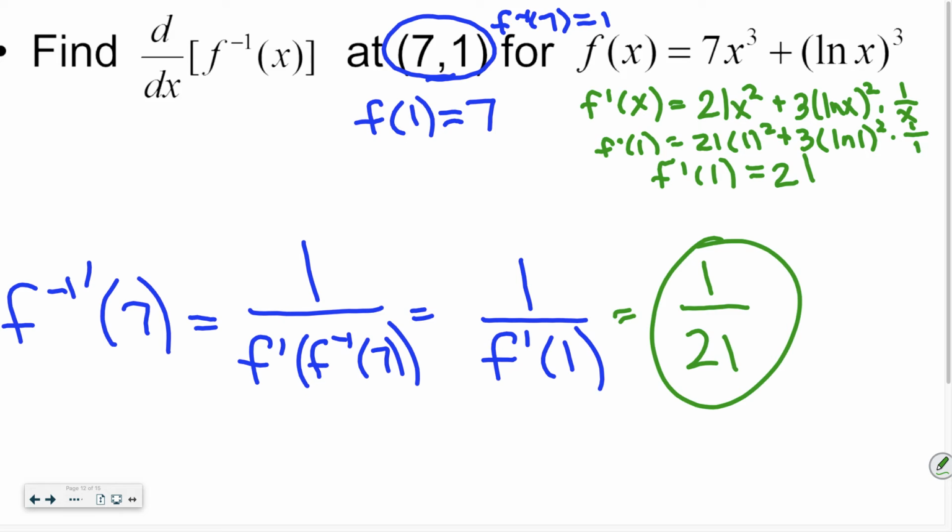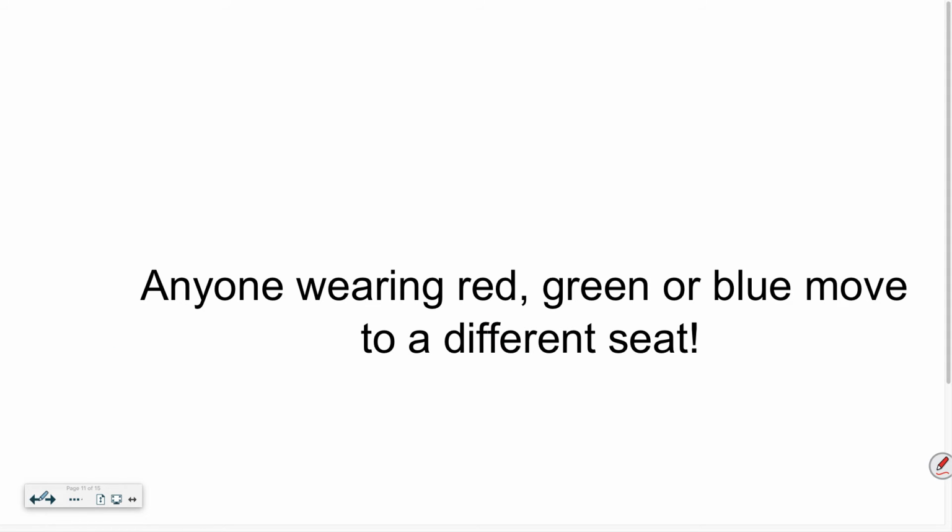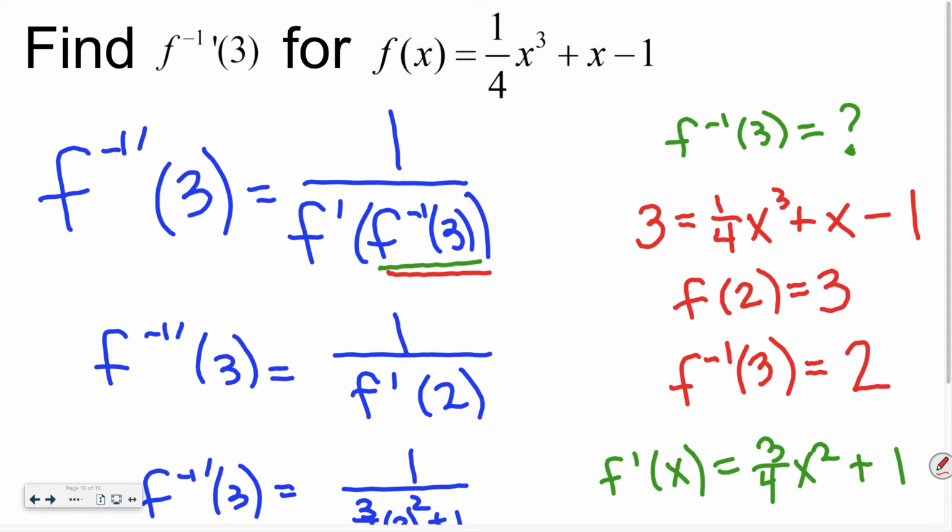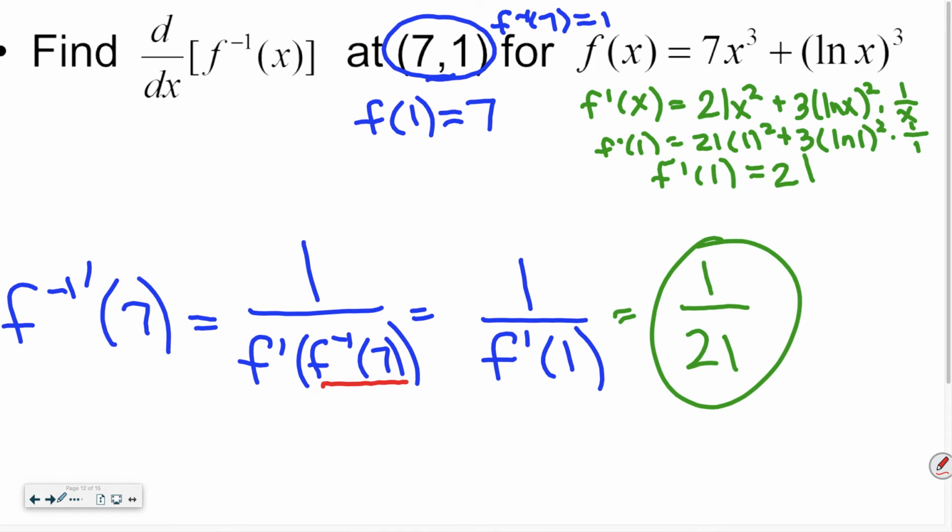Okay. What do you think? What's the first thing you have to do in both of these problems? What did we have to decide? Both times, we had to first figure out what the inverse value was. In this one, we had to figure it out. In our second example, it was given to us. We first have to figure out what our inverse value is. Then we have to find the derivative of the original and plug that value into it.